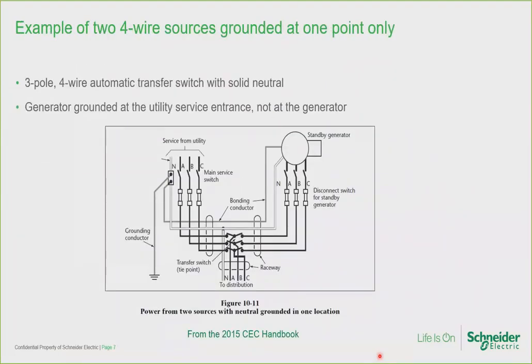This slide shows an example of two sources grounded at one point. By grounded at one point, I mean the neutral being grounded at one point. A standby generator and a utility source. The load is connected to the two sources through a 3-pole, 4-wire automatic transfer switch, or ATS. This ATS has a solid neutral. It is unswitched and it joins together the neutrals from both sources. Notice that the neutral is grounded at the utility source, not at the generator, right here.